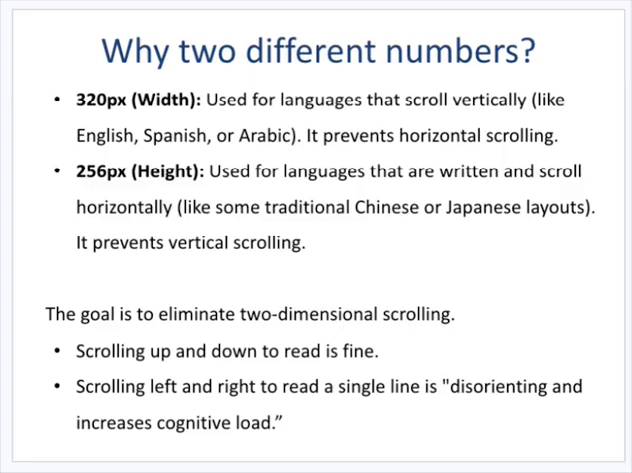So the ultimate goal is to eliminate two-dimensional scrolling. Scrolling up and down to read is fine. Scrolling left and right to read a single line is disorienting and increases the cognitive load. So we want the content to adjust into a single column so we can scroll up and down to read, but are not required to scroll left and right to read a single line of a sentence.